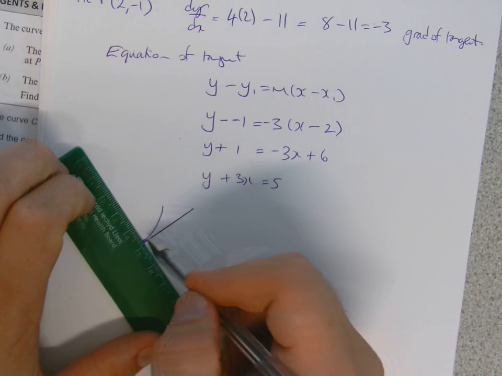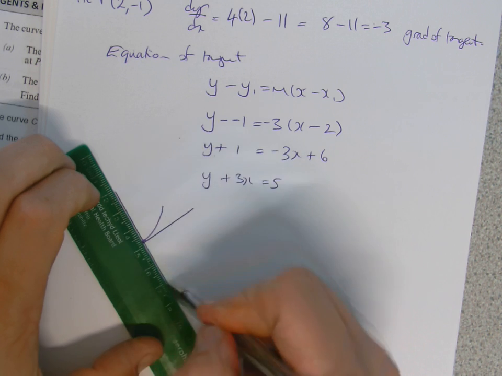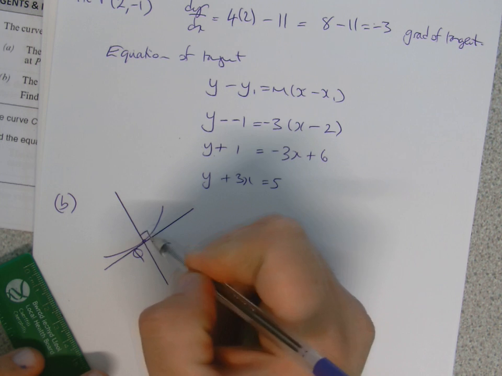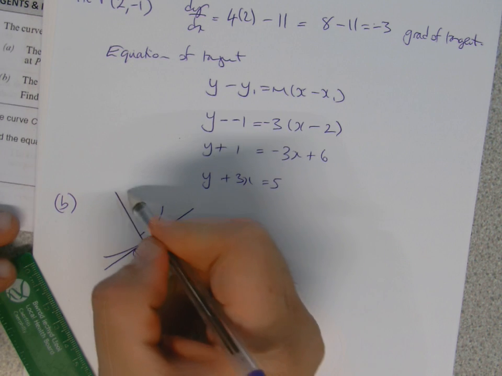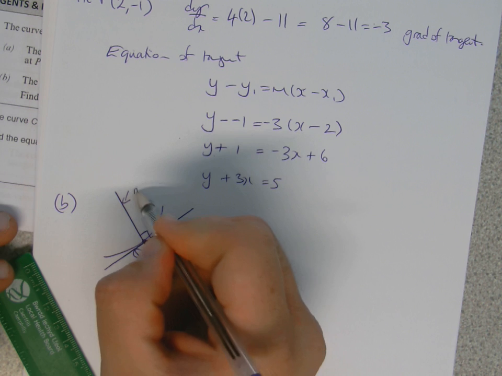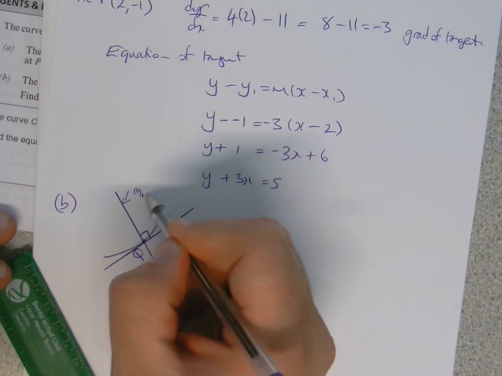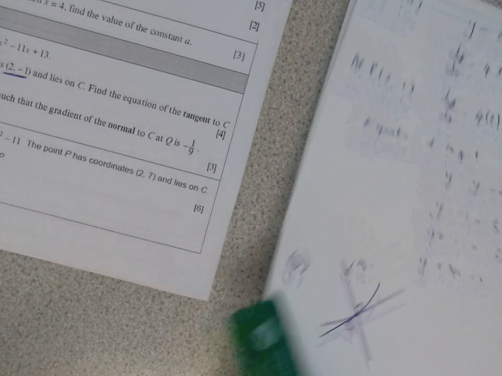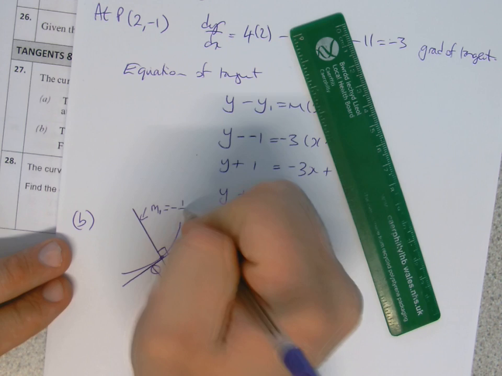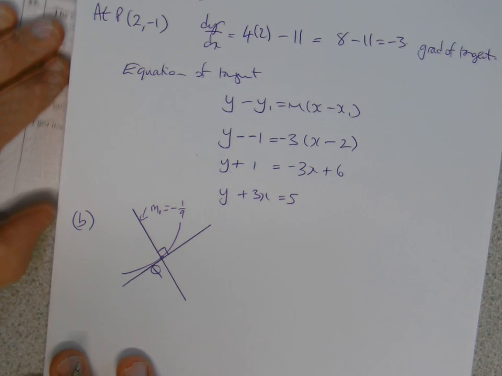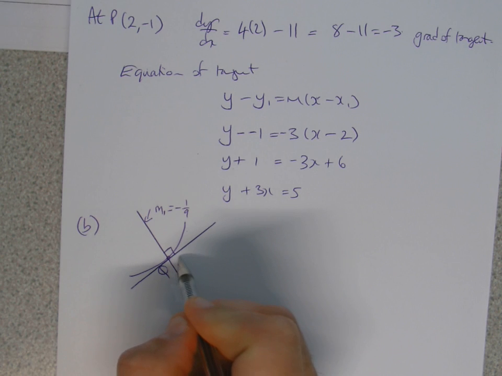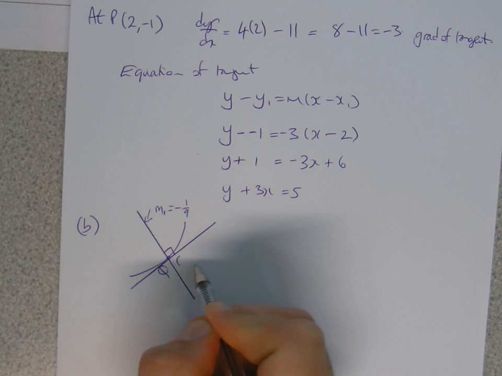The normal goes at right angles to the tangent. It's perpendicular to the tangent. So they're telling us the gradient here, so we call it m1, is equal to minus a 9th. So they're asking the question, find the x coordinate of Q. So we actually want to work out what this coordinate is here. We don't actually know what it is; we want to work out what it is.